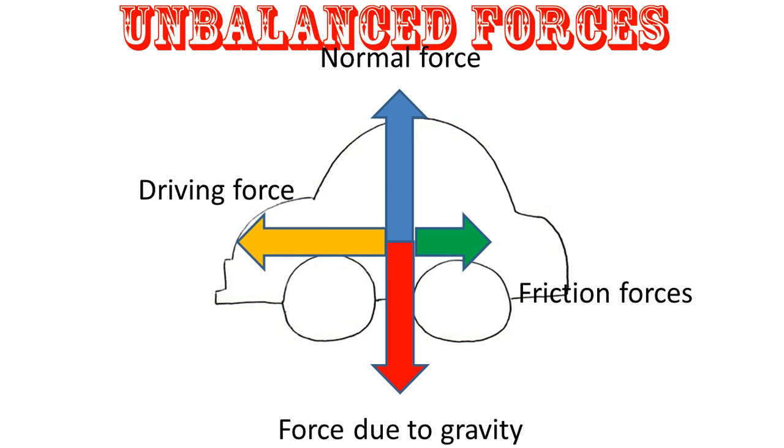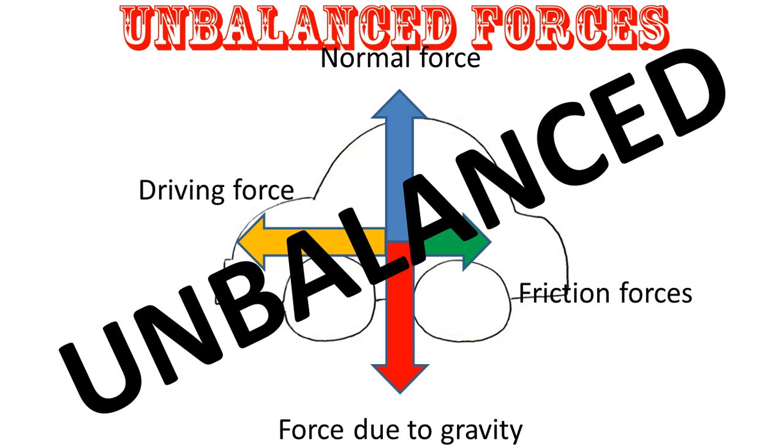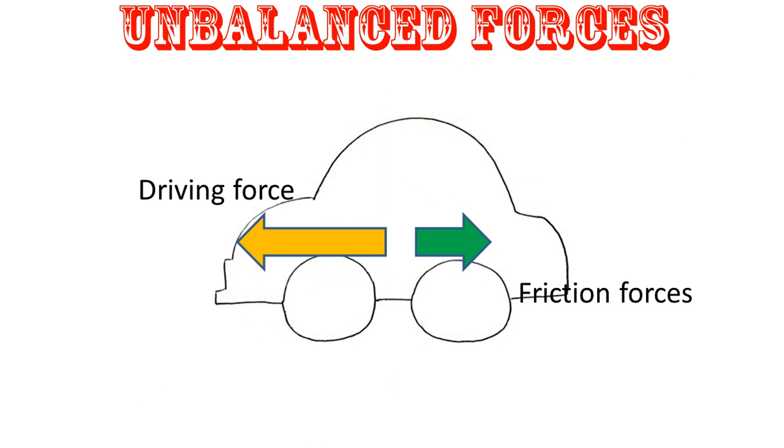But let's have a look at the situation again. The force due to gravity down and the normal force acting up have not changed. The driving force has not changed, but in this situation, the friction force is a lot smaller than the driving force. So we now have unbalanced forces. Let's take away the force due to gravity and the normal force from this situation and just have a look at the driving force and the friction forces. We can see that even though they're acting in opposite directions, they have a different size.